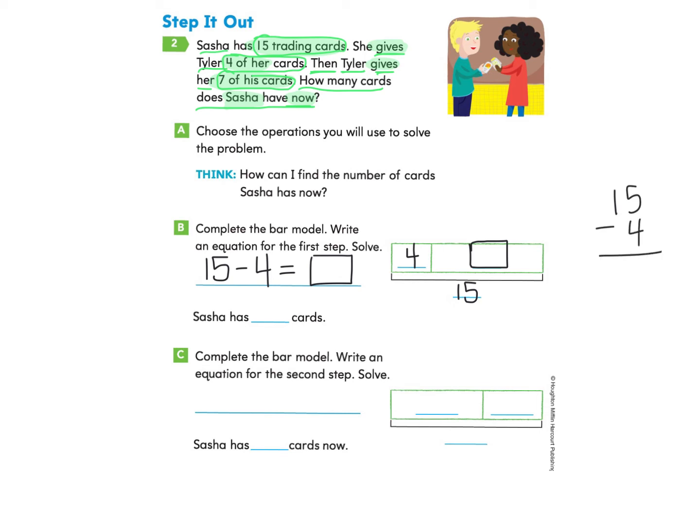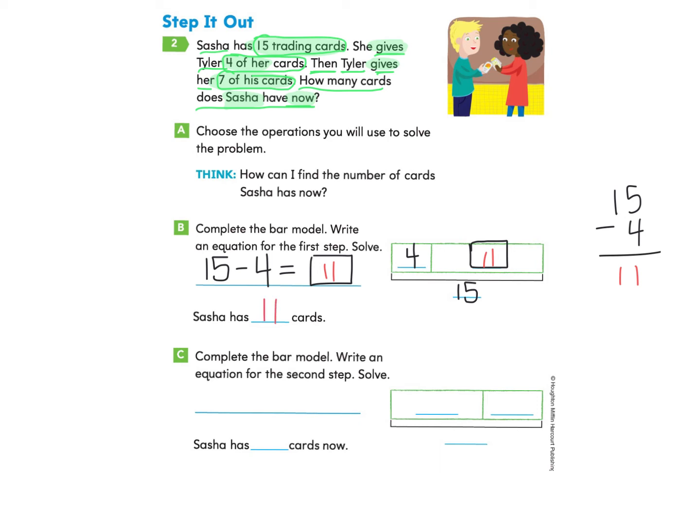5 minus 4 makes 1. And then 1 group of 10 take away nothing is going to give us 1 group of 10. So our answer is 11. 15 take away 4 makes 11. So Sasha has 11 cards.